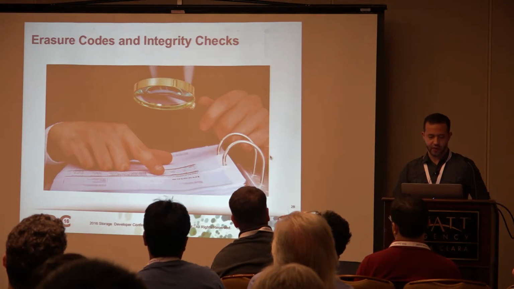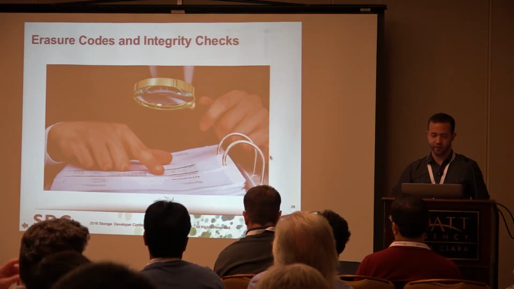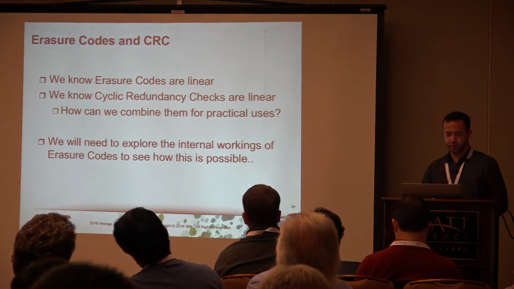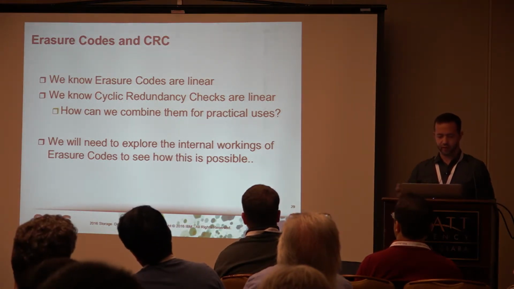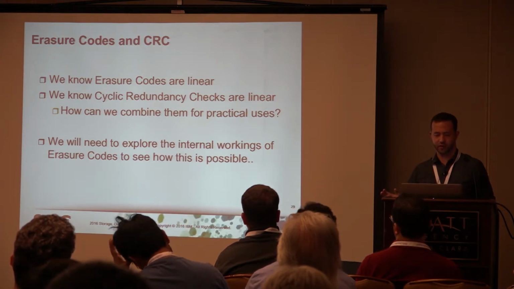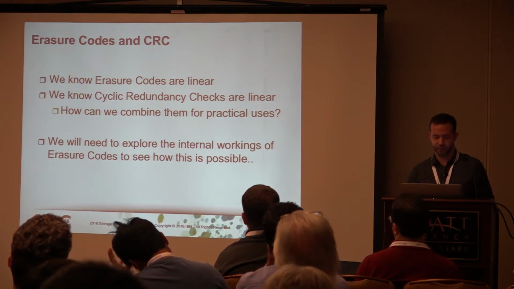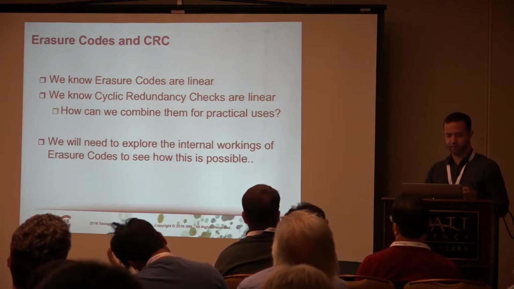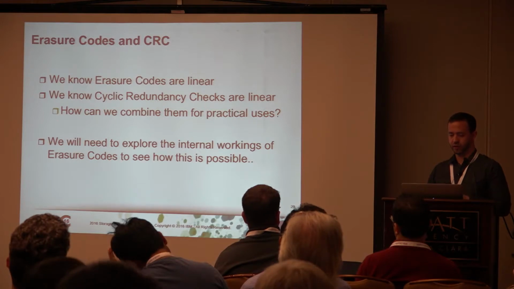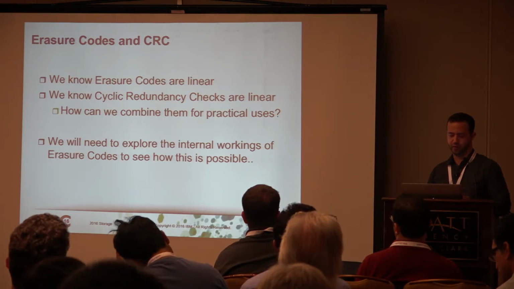So now to tie erasure codes back into some integrity check functions. So we know erasure codes are linear, and we also know cyclic redundancy checks are linear. How can we combine them in practical ways? Before I can really show how it works, we first have to dive a little bit into the math of erasure codes, but don't worry, I don't have any numbers.